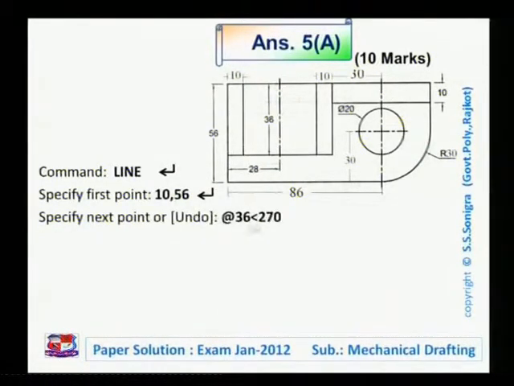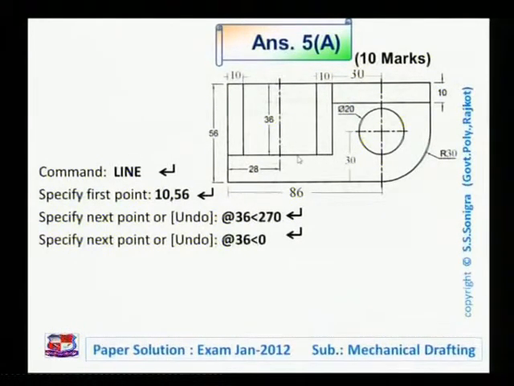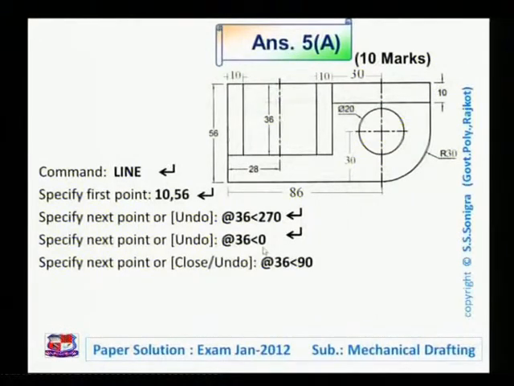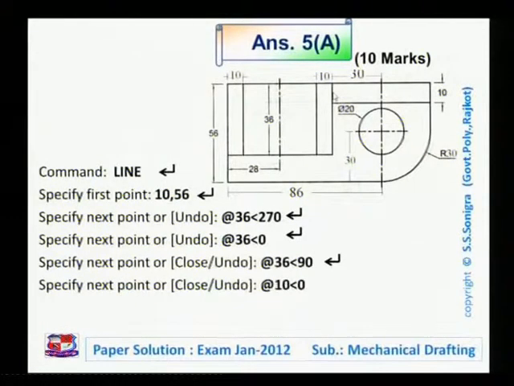So enter next point at distance of 36 at an angle of 270 degrees. It will draw this vertical line. From here enter, next point 36 at an angle of 0. So it will draw line from this point to this point. This distance is 36. Enter, specify next point at 36 at an angle of 90. So it will draw this vertical line. Enter, specify next point at 10 at an angle of 0. It will draw this horizontal line of 10 mm at an angle of 0 degrees.